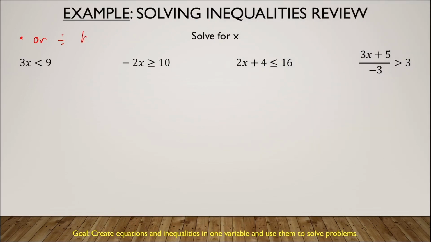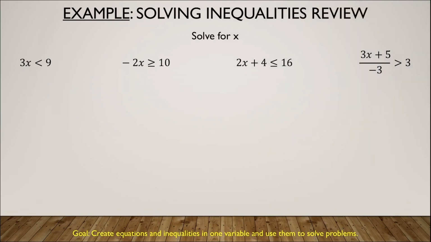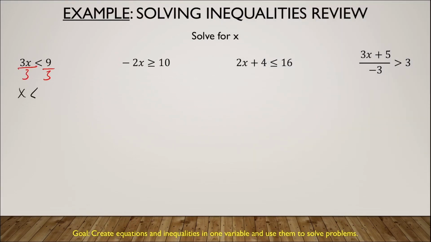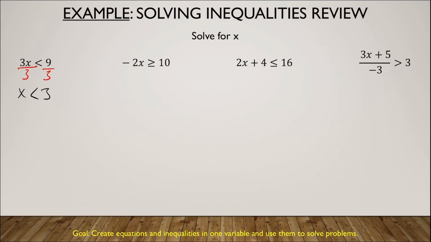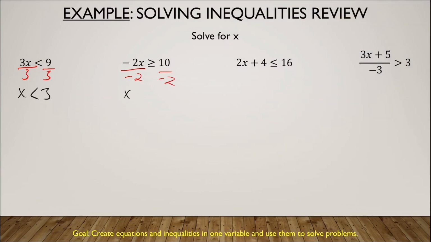Okay, so that's the only time something is different. Okay, so 3x is less than 9. I'm going to divide by 3 on both sides, which gives me x is less than 3. Okay. On my second one here, I need to get x by itself, so I'm going to divide by a negative 2 on both sides. When I do that, my inequality changes direction. It flips around because of this negative.